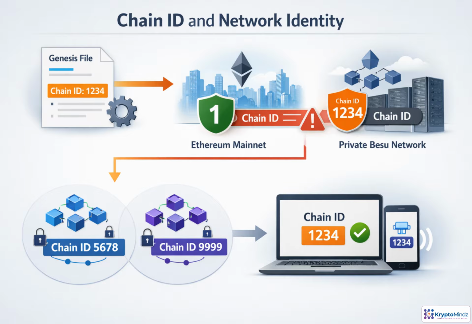The chain ID is the network's identity stamp. It is set in the Genesis file, and every signed transaction includes it. If someone tries to replay that transaction on another Ethereum-compatible network, the mismatch causes it to be rejected. For a private Besu network, choose a unique chain ID that does not collide with mainnet, testnets, or other internal environments. Then ensure wallets and applications sign transactions with that exact value.